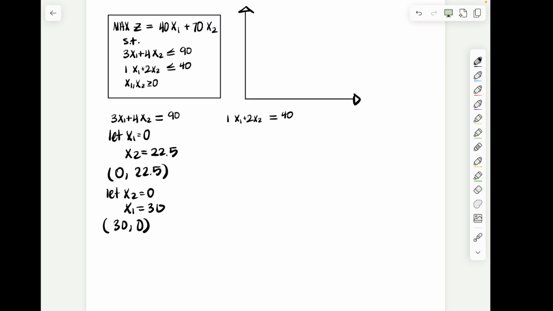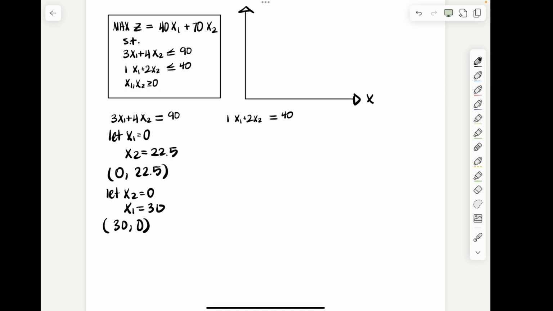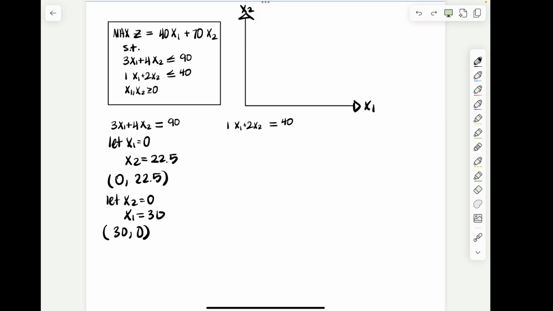So on our graph, and the reason we are only focusing on the first quadrant and not a graph that looks like this with all quadrants is because of this constraint. x1 and x2 can only be greater than or equal to 0, can only be positive. So 30, 0 would be somewhere around here, and 0, 22.5 would be somewhere around here. And there we go, we managed to plot this line.